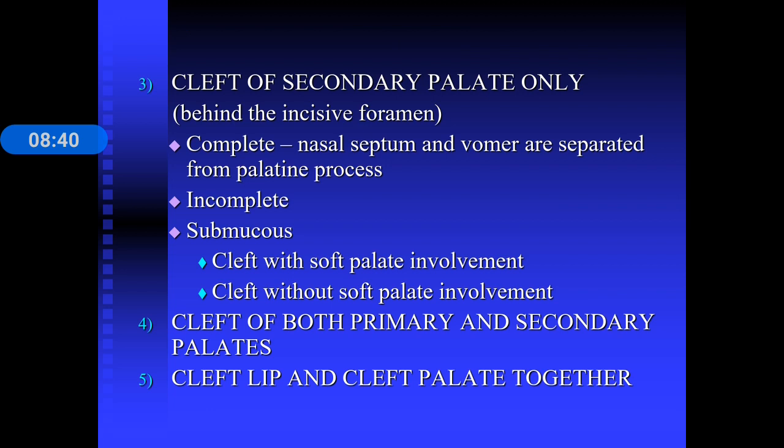Cleft of the secondary palate, that means behind the incisive foramen. Again, you can have complete, incomplete, and a submucous variety. Complete means that the nasal septum and the vomer are separated from the palatine or palatal shelf or process. Incomplete means in some portions it is separated, in others it is normal. So it's an incomplete cleft of the secondary palate. Then the fourth one is a cleft of both primary and secondary palate, and the fifth is cleft lip and cleft palate together.